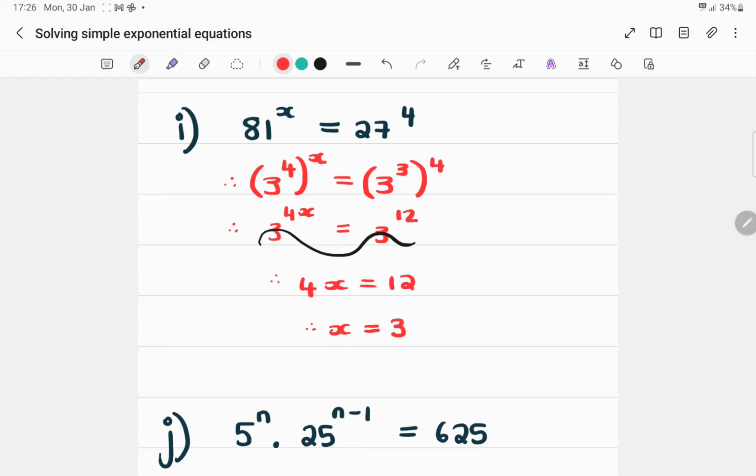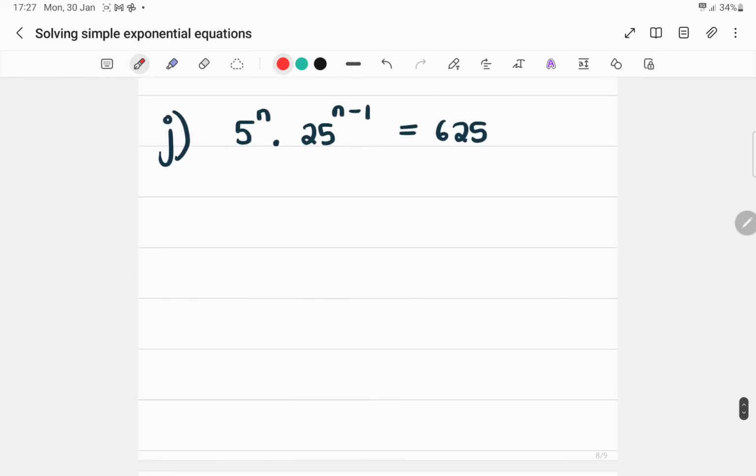So 81 to the power of 3, you can go test it, gives you 531,441. And if you say 27 to the power of 4, it gives you 531,441, which means that I was correct.